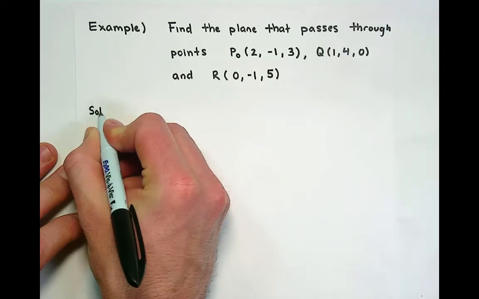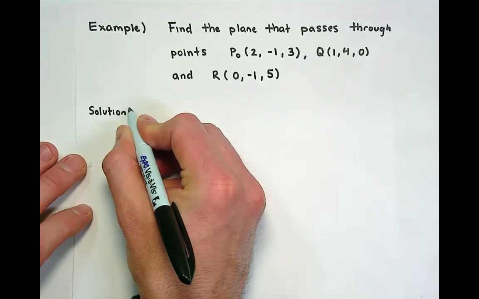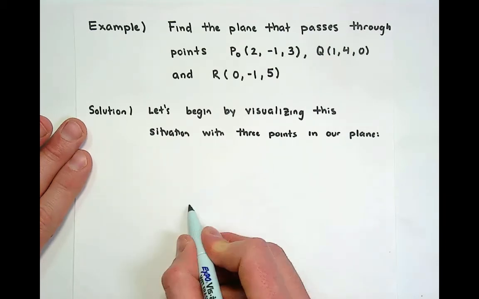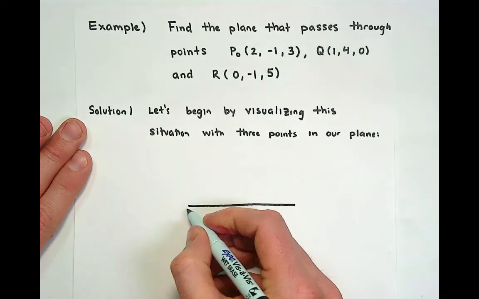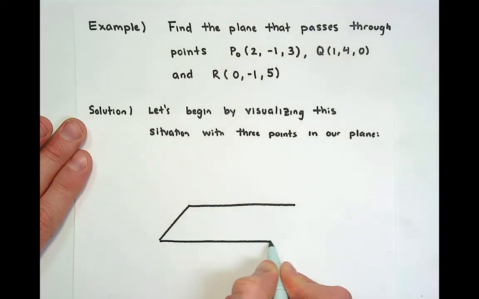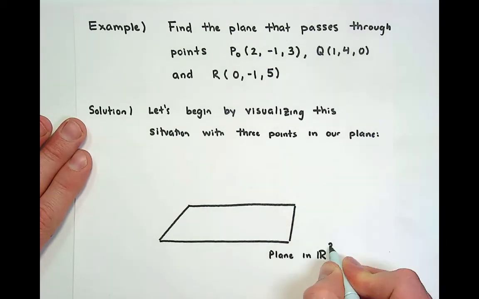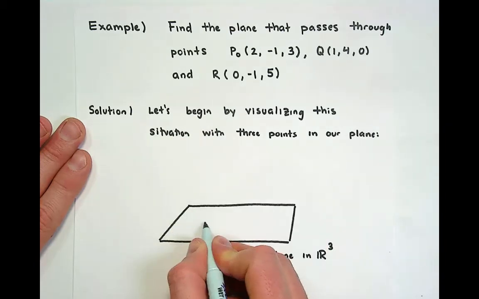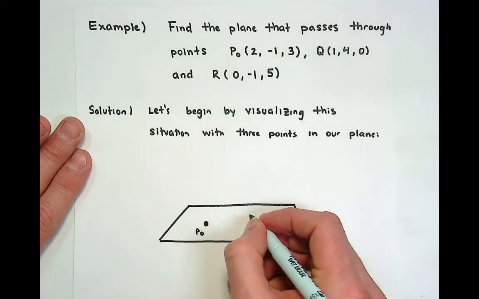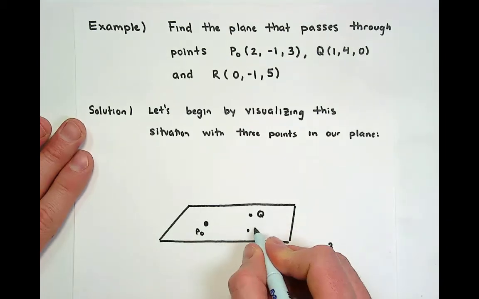As we start this problem, I always recommend visualizing what we expect to have. We expect that we're going to have 3 points in our plane. Here I'm going to do the best that I can to represent a 3-dimensional object or surface in a 2-dimensional piece of paper. So we'll call this our desired plane in R3. And we saw in the problem statement that this plane should have 3 points on it. It should have the point P0, it should have the point Q, and it also should have the point R.